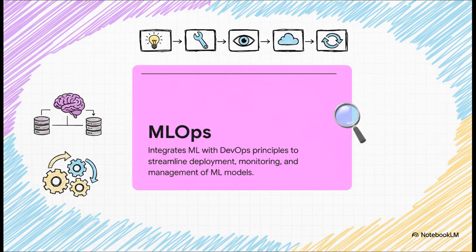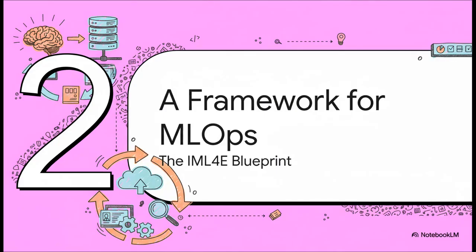Well, the solution, or at least a huge part of it, is a discipline called MLOps. And honestly, this is a total game changer. The best way to think about it is like building an assembly line for your AI. It's the bridge that connects the creative, experimental world of data science with the super reliable, hardcore needs of IT operations.